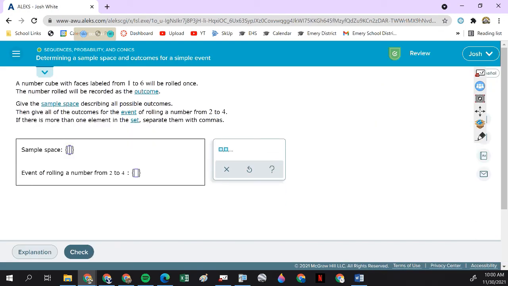All right, next question. A number cube with faces labeled from 1 to 6 will be rolled once.